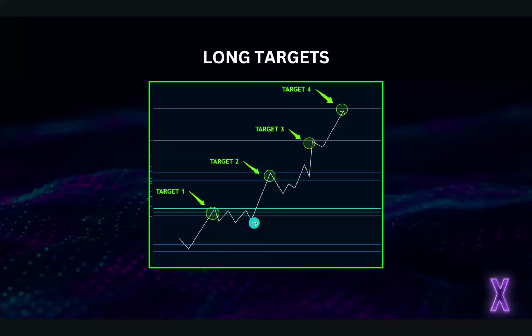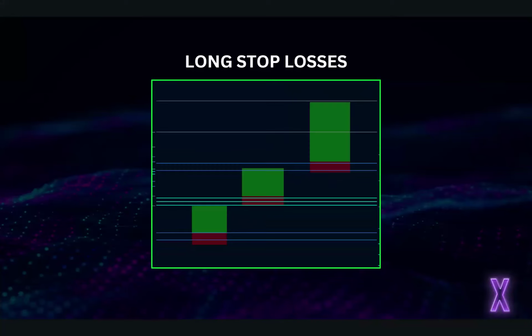The highest potential targets that are going to occur more frequently are target one and target two. And then target three and target four are going to be a little bit less. So it all depends on how you like to trade. But you can just keep in mind these are target levels.